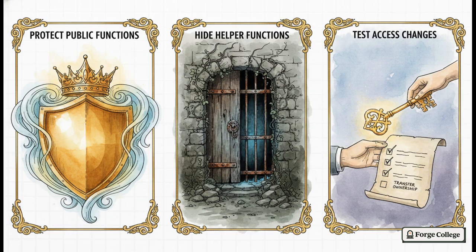Rule number 2, limit helper function visibility. If a function holds privileged logic, mark it internal or private. Never leave that backdoor open. And rule number 3, test access before and after ownership transfers. As we just proved, privileges must perfectly follow the title of ownership. Missing just one of these interconnected principles, that's exactly how silent vulnerabilities creep into smart contracts.